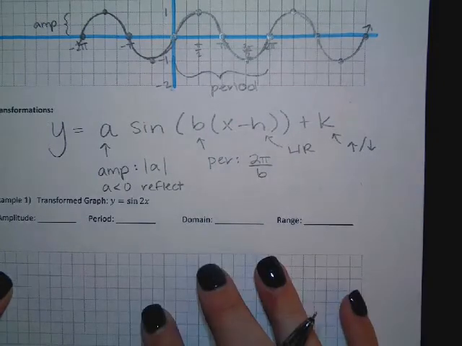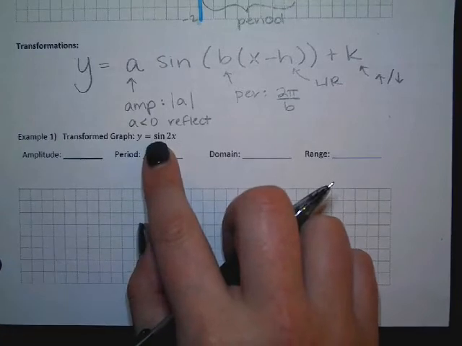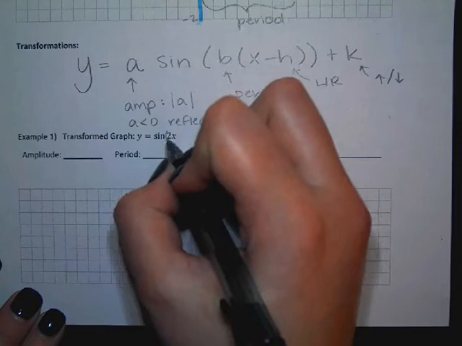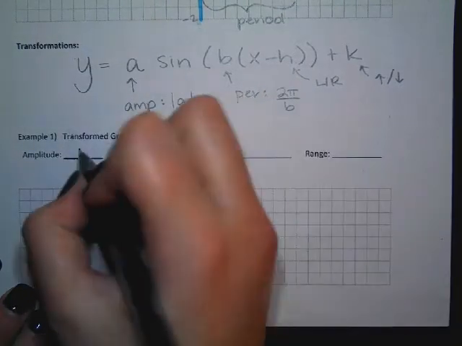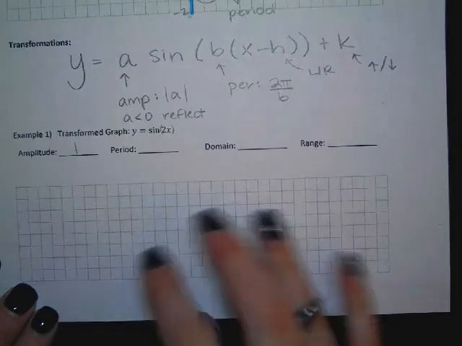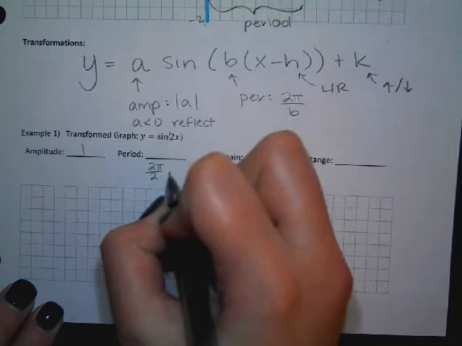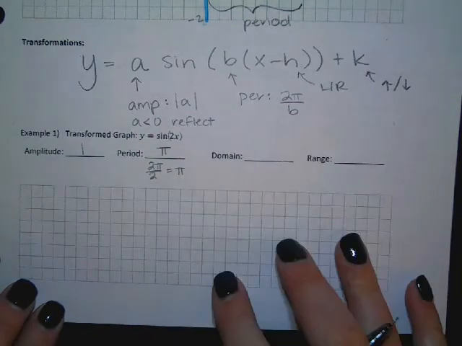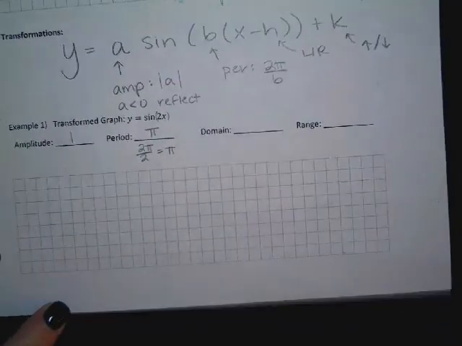Okay, so if we look at the first example, it looks pretty normal, except it has a 2x, right? And if we put parentheses, they'd be right here. So it has a 2x, so that means the amplitude is going to be 1. The period of the graph is going to be 2 pi divided by 2, so the period of the graph is just pi. Okay, so I'm going to go ahead and start off by drawing the x and the y, just like I did before.